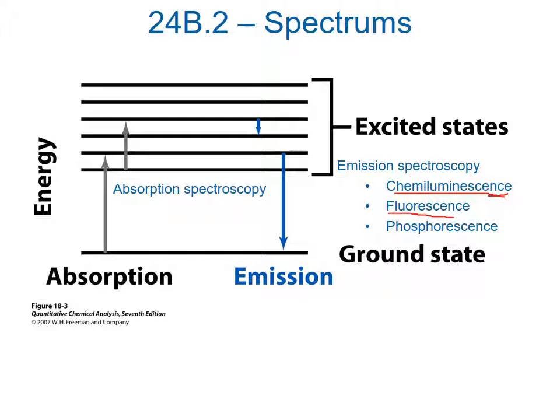We can also have fluorescence. Fluorescence is when we use energy of one wavelength to excite something, and then when it relaxes back, it emits with a different energy. So when it relaxes back and emits, it's going to give off a different color, and that would be fluorescence.